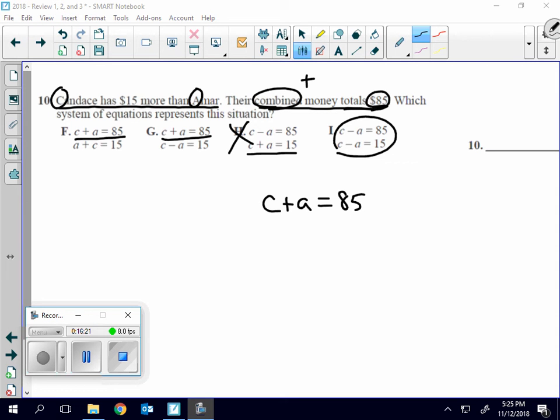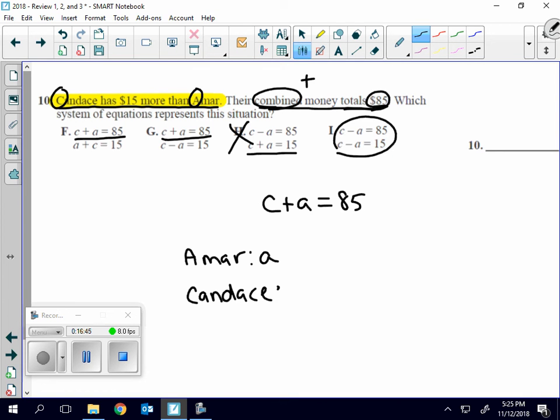All right, this other equation, which is this information here, can be read a few different ways. Okay, let's start off with what Candace has. Well, if Amar has $A, then Candace, who has 15 more, should be this A plus 15, right? 15 more. So this would be C equals A plus 15.